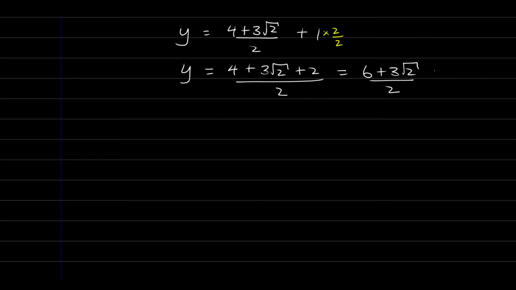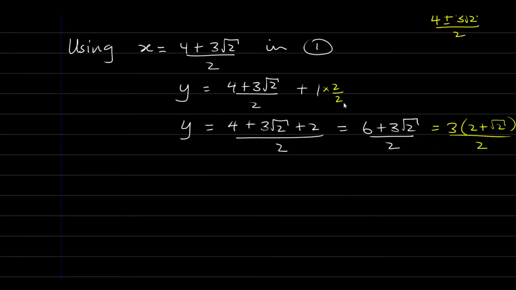You know what, let me just write the simplification. This is what you would end up simplifying it to later on. So you have 3 into 2 plus root 2, and then all over 2, right? That is what it would look like in its simplest form. Let's do the next one as well.